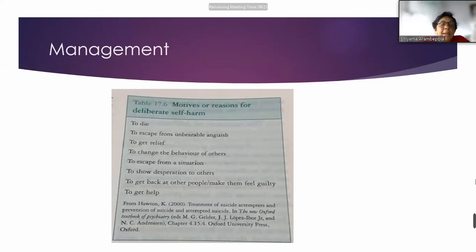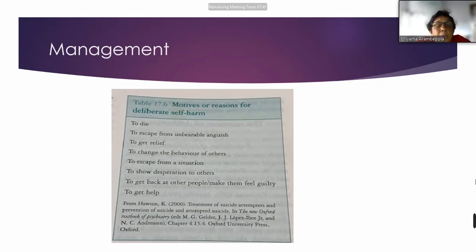So now in the management, we have to find out what is the motive or reason for deliberate self-harm, right? It's a very, very useful thing for you to do, because that will help us in the management, right? So that is a very important thing. These are also in your books, Shorter Textbook of Psychiatry. So you can have a look and keep it in mind. That will help us in the management.